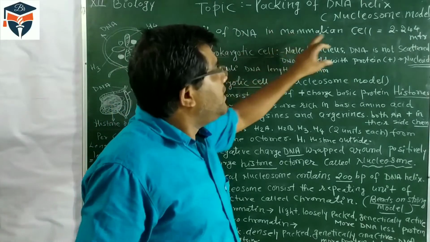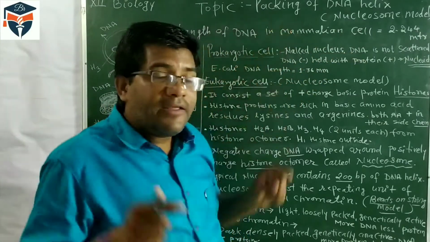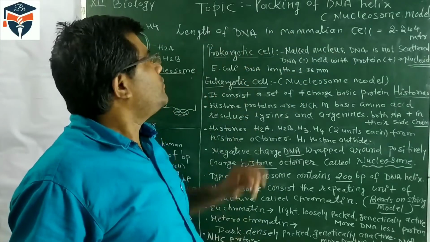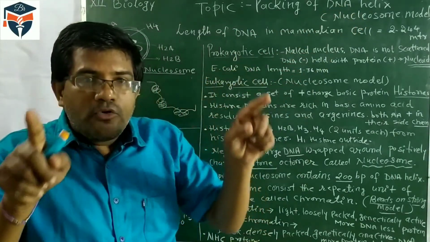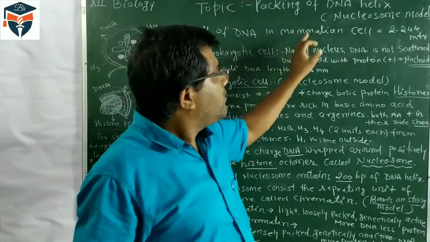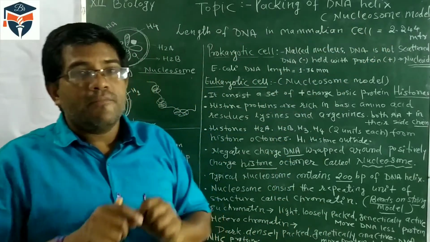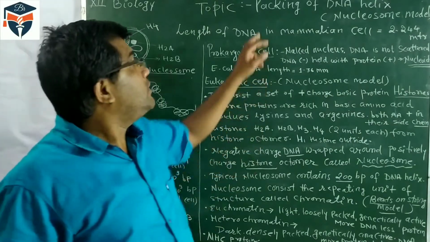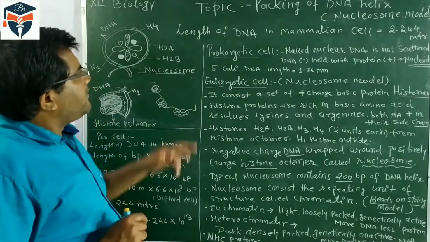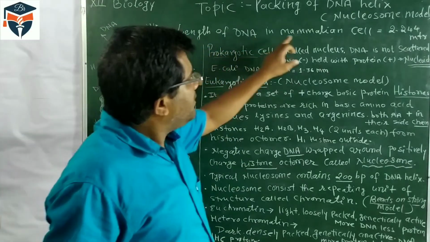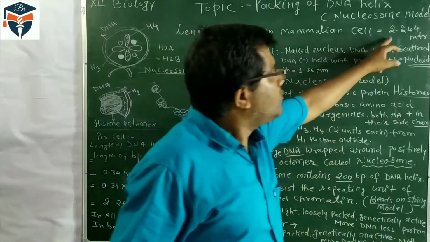So how is this DNA molecule packed inside the cell? This we have to discuss. As I told you, packing of DNA helix, about 2 meter long in human mammalian cell I am talking. Each cell is having about 2 meter long DNA molecule. So how this DNA molecule is packed inside the cell, this we have to discuss. Before that, as I told you, length of DNA in mammalian cell is 2.244 meter, about 2 meter long.